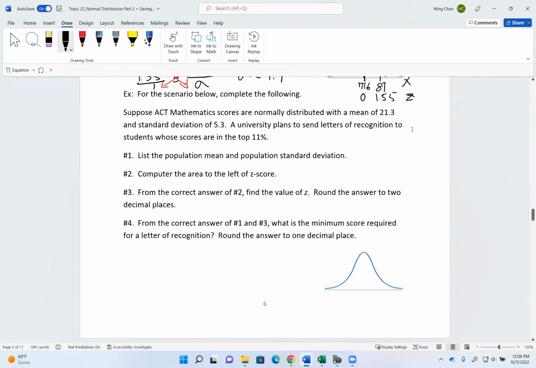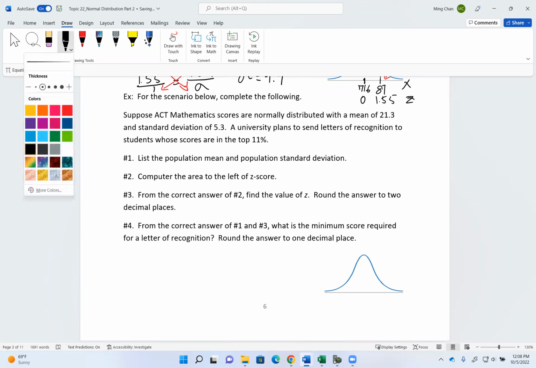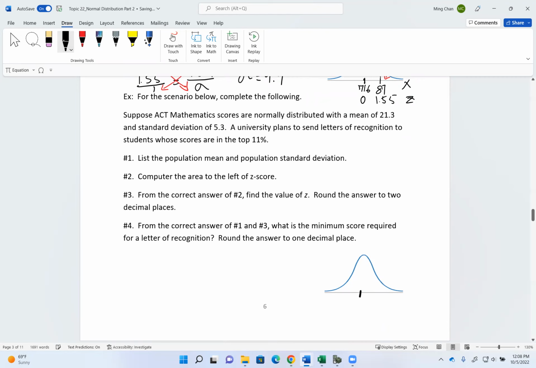Let's try another one, okay? Suppose ACT mathematics scores are normally distributed with a mean of 21.3, standard deviation 5.3. A university plans to send letters of recognition to students who score in the top 11%. So top 11%. All right, so the mean is 21.3. Let's say this is the top 11%. Right, top is to the right, which is 0.11.